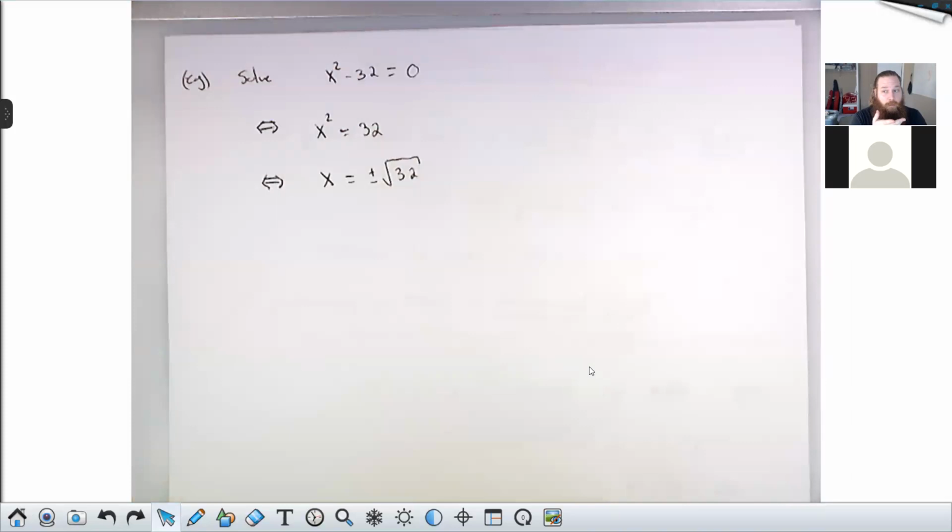Now 32 is not a perfect square, right? Like 9 is 3 squared. We call a number a perfect square if it's the square of some other integer. But yeah, 5 squared is 25, 6 squared is 36. So 32 is between two perfect squares. It's not itself a perfect square. So if I want to clean up the square root of 32, I need to factor 32 into its perfect square and non-perfect square components.